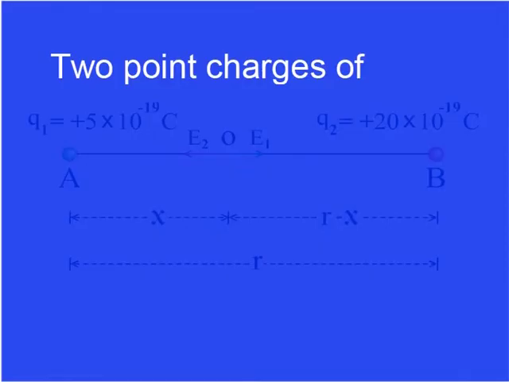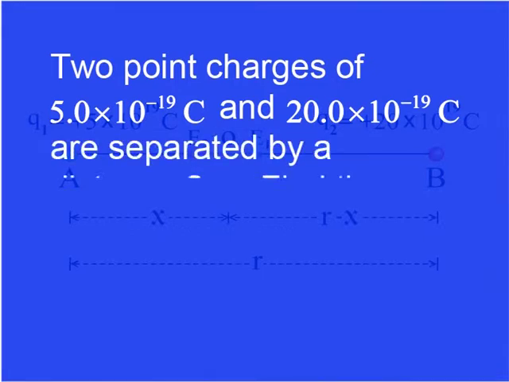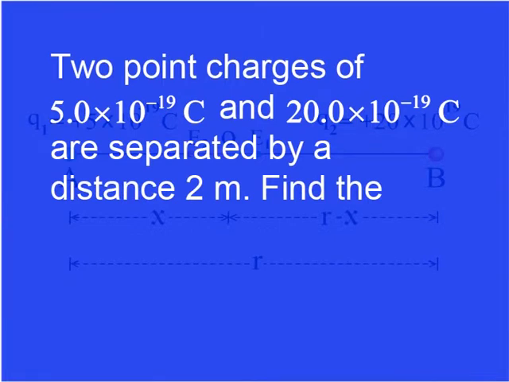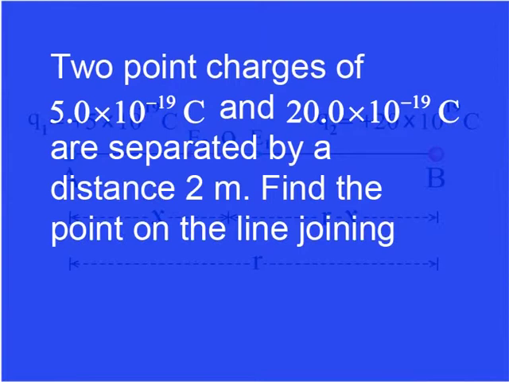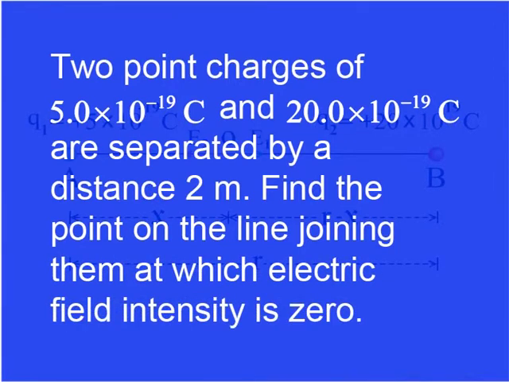2 point charges of 5.0 into 10 raised to the power minus 19 coulomb and 20.0 into 10 raised to the power minus 19 coulomb are separated by a distance 2 meter. You have to find the point on the line joining them at which electric field intensity is 0.